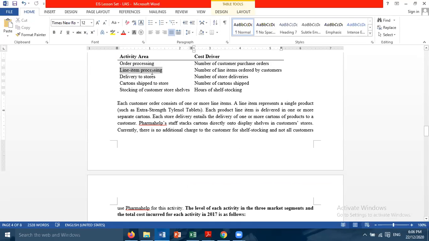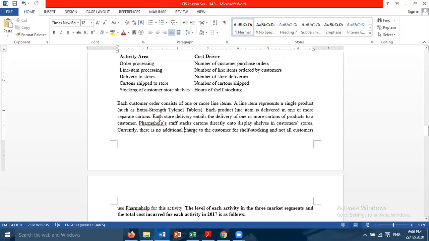Line item processing has a cost driver of number of line items. Delivery to stores has a cost driver of number of store deliveries, and carton ship to store has a cost driver of number of cartons shipped. And the last one, stocking of customer store shelf, has a cost driver of hours of shelf stocking.